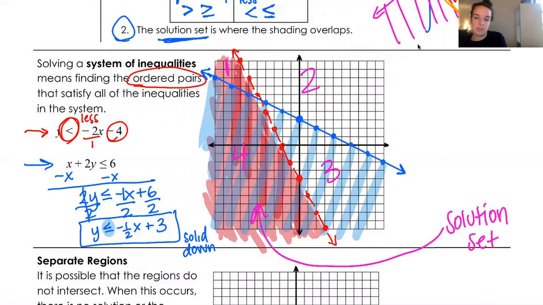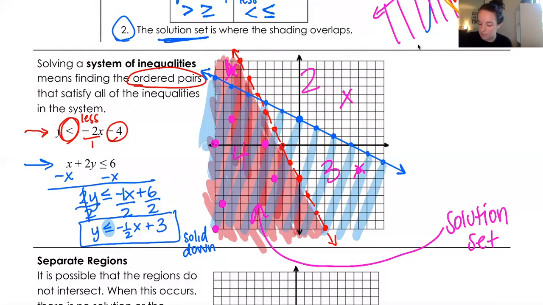That's my solution set. So any point that is in there is going to be a solution. This is a solution, this is a solution, this is a solution. This is not a solution. This is not a solution. This is not a solution, right? So solutions are only found in the solution set. They're only found where the two colors are overlapping.